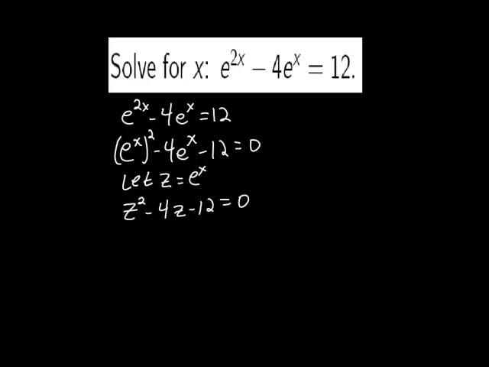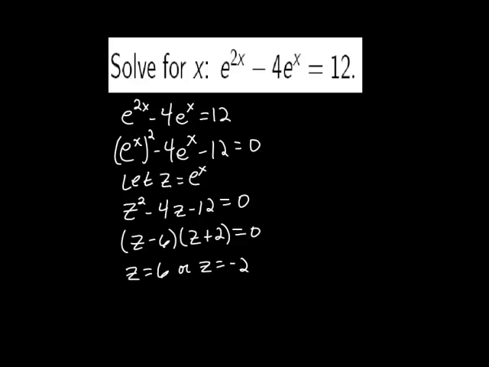I believe it is. Okay, so z minus 6 times z plus 2 equals 0. 6 times negative 6 times 2 is a negative 12, and I add them together and I get a negative 4, so I'm good. And so this is going to yield that z equals 6, or z equals negative 2.